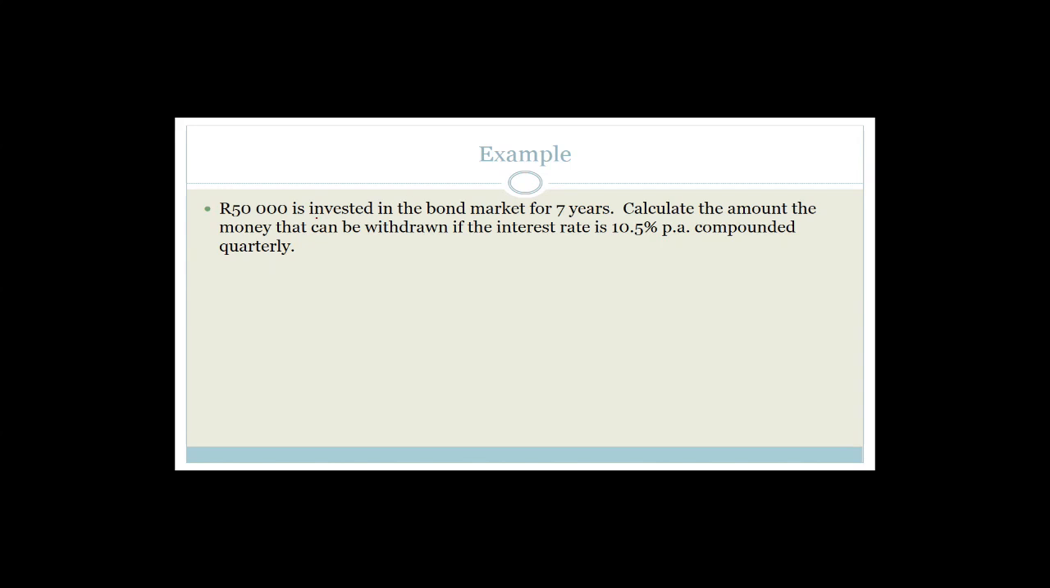So let's look at an example. We've got 50,000 Rand, okay, P is 50,000 Rand, invested in a bond market for 7 years, N equals 7, at the moment it's years. Calculate the amount that can be withdrawn if the interest rate is 10.5%, by the way, this is per year, if it's compounded quarterly. So do you agree quarterly means that it's done 4 times? So you're going to have to take the 7 and times it by 4.